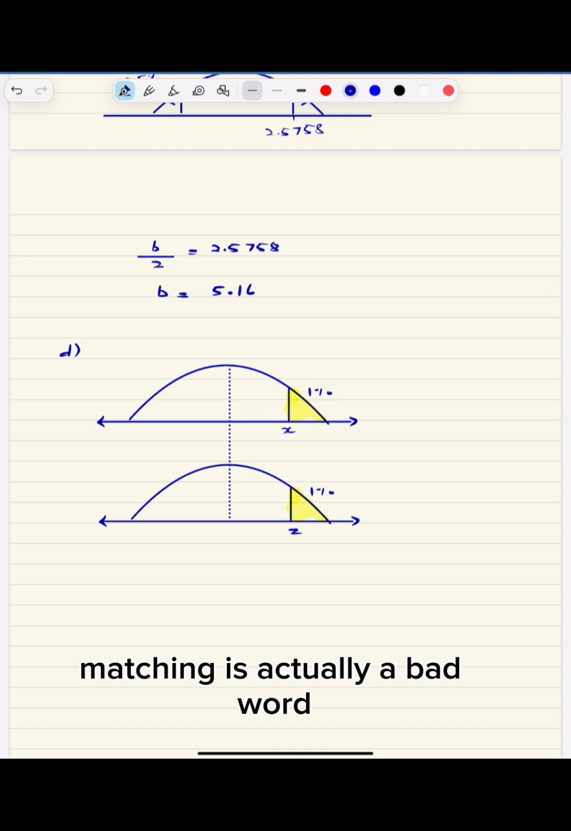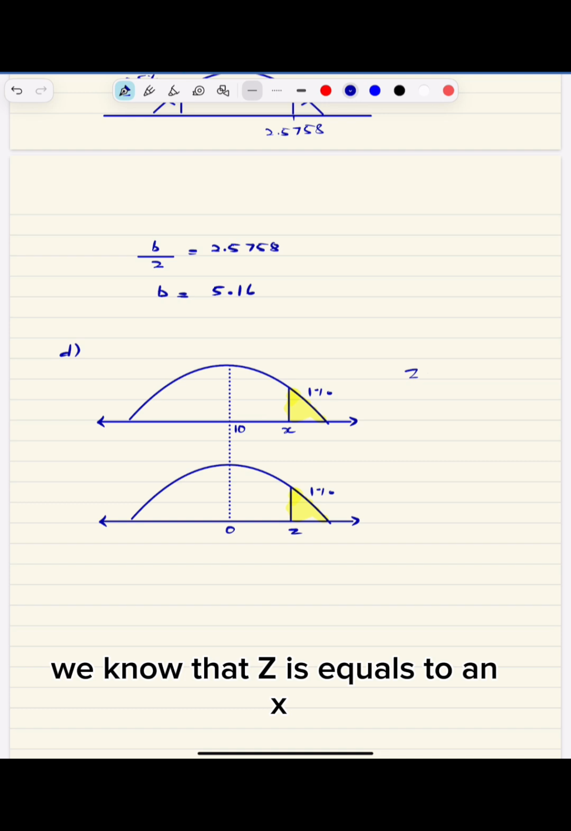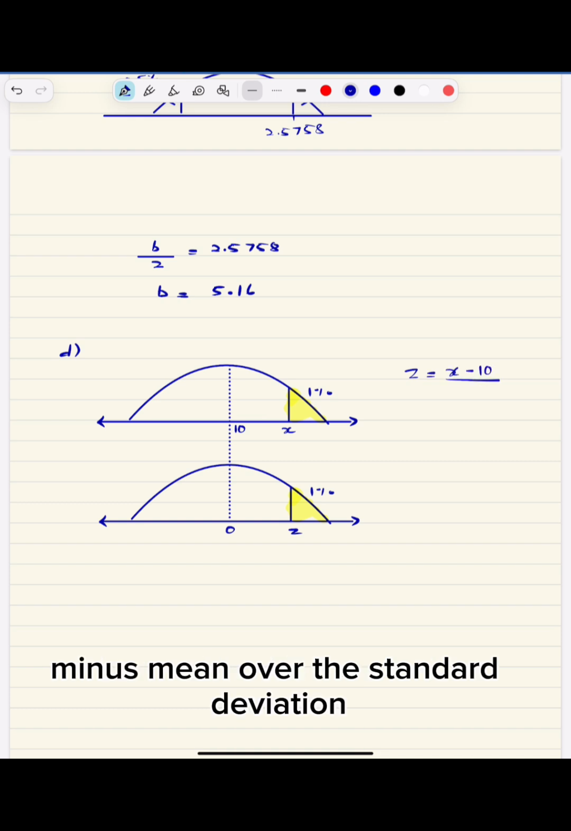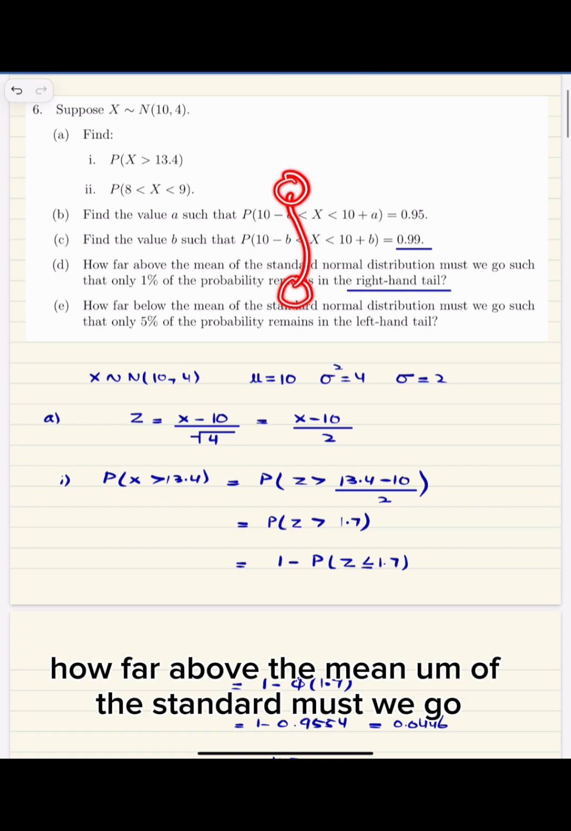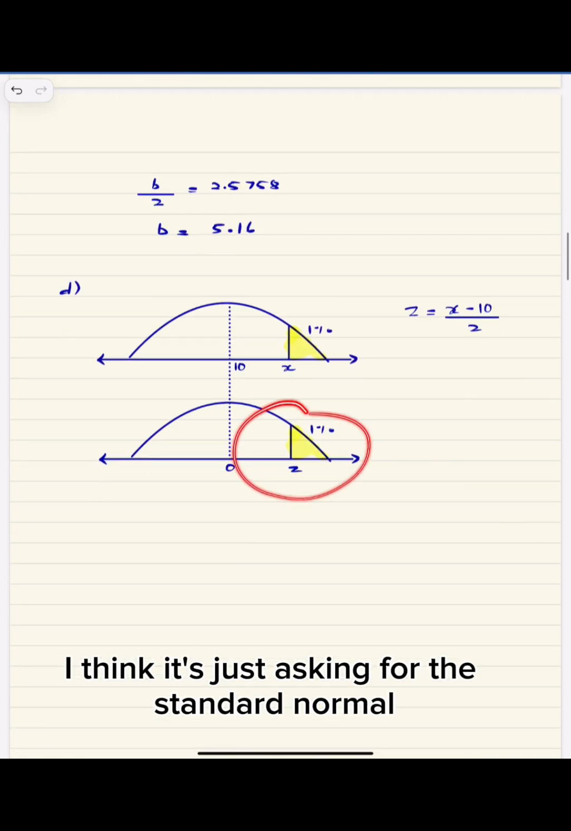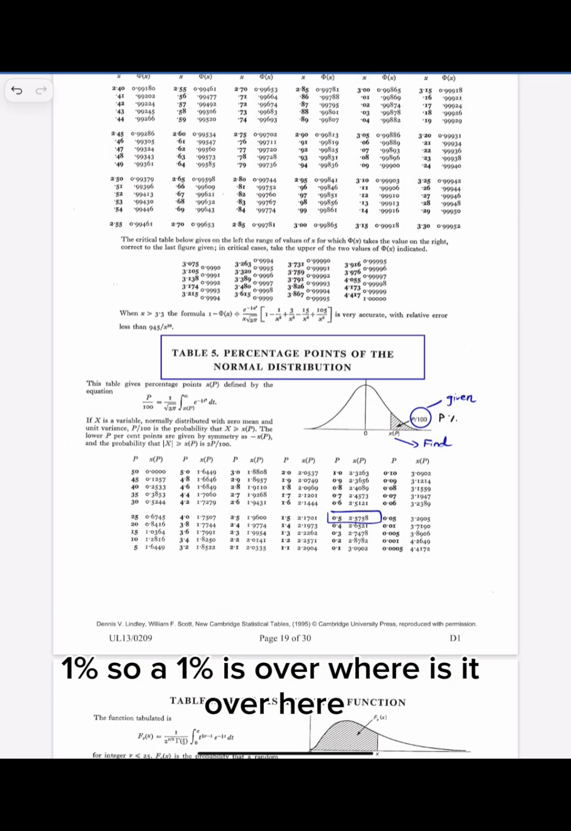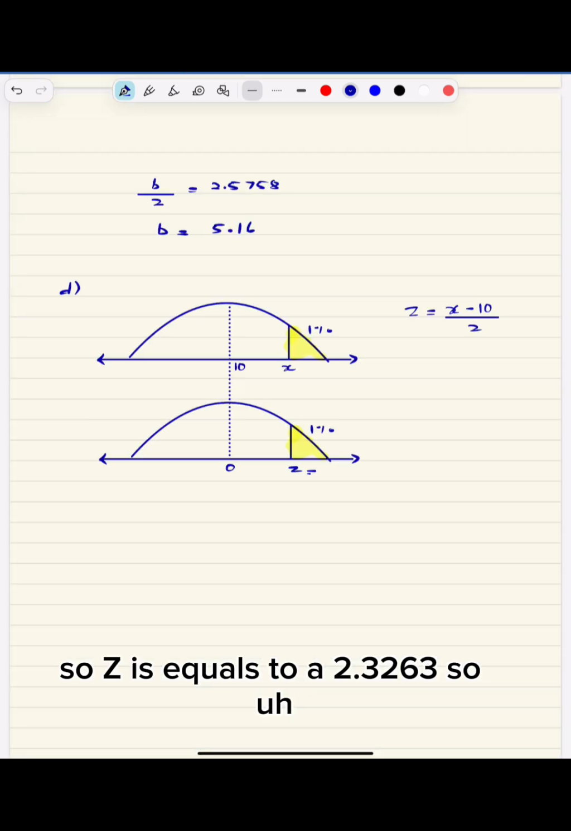Matching is actually a bad word, but we can just basically compare. Okay, we know that z is equal to x minus mean over the standard deviation, which was 2, right? So if I find this, I'll be able to find x, right? Let me confirm the question. How far above the mean of the standard must we go? Okay, in terms of that, I think it's just asking for the standard normal, so it just wants this. Okay, 1%. So 1% is over, where is it? Over here. So 2.3263.